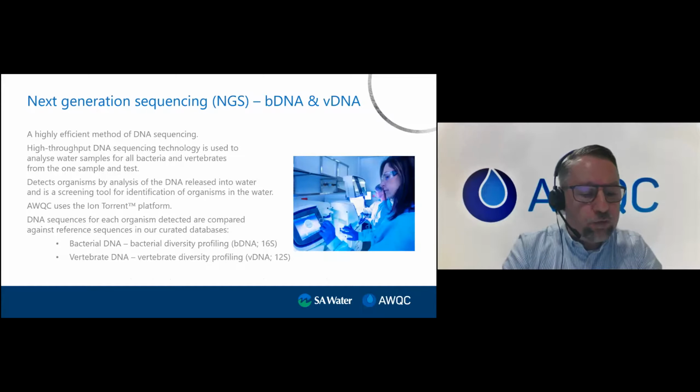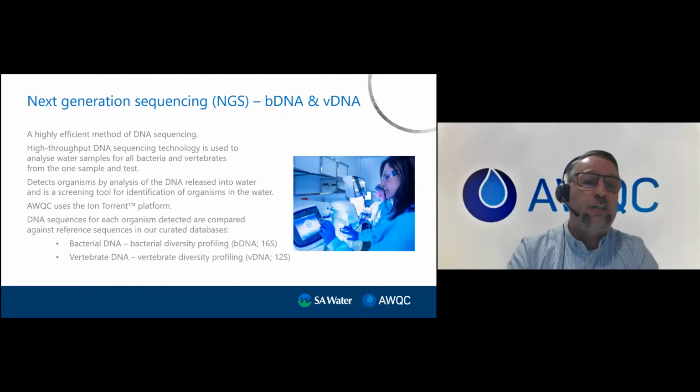Now I'm going to start off with the next generation sequencing, or NGS, our vDNA and our BDNA tests. These are NGS tests focusing on sequencing the DNA from vertebrates and bacteria. It's a very highly efficient, high throughput DNA sequencing technology that is used to analyze water samples for all bacteria and vertebrates from the one sample and the one test. And we are using the Ion Torrent platform to conduct this.